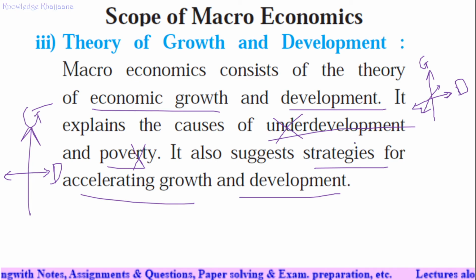Then it studies the availability of resources, and then it takes corrective measures or strategies to grow the economy of the country. It studies the level of underdevelopment, poverty, unemployment, and how many resources are available, and then it suggests corrective measures, strategies or policies to grow the economy of the country. This is called growth.